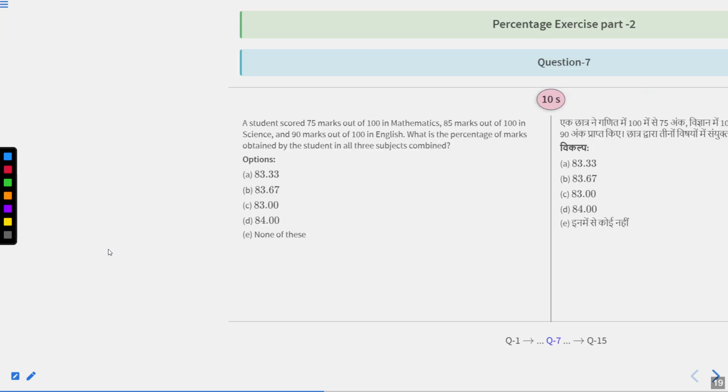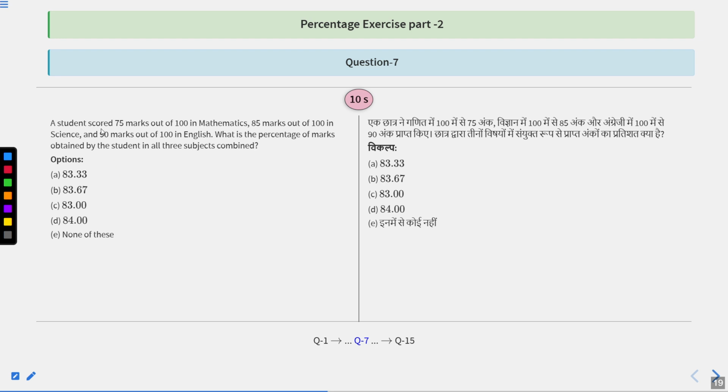Okay. Next one. A student scored 75 marks out of 100 in mathematics, 85 marks out of 100 in science, and 90 marks out of 100 in English. What is the percentage of marks obtained by the student in all 3 subjects combined? You have 5 options and 10 seconds to solve this question. Your time starts now.